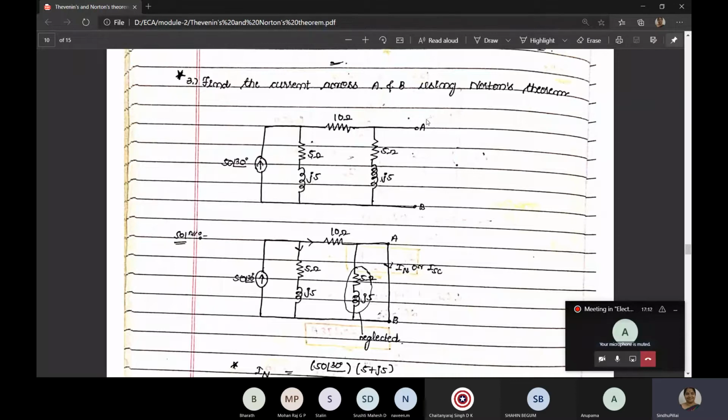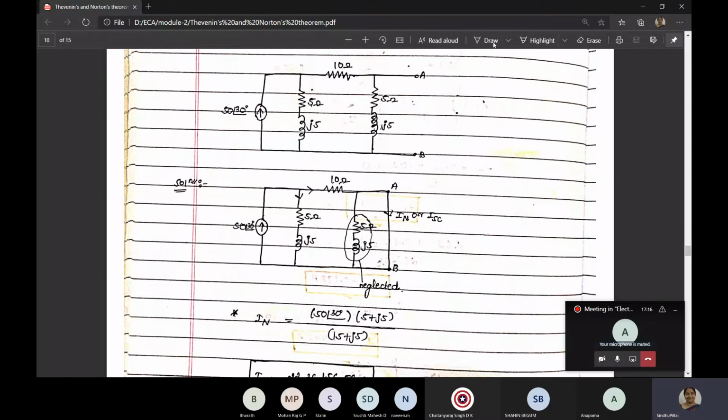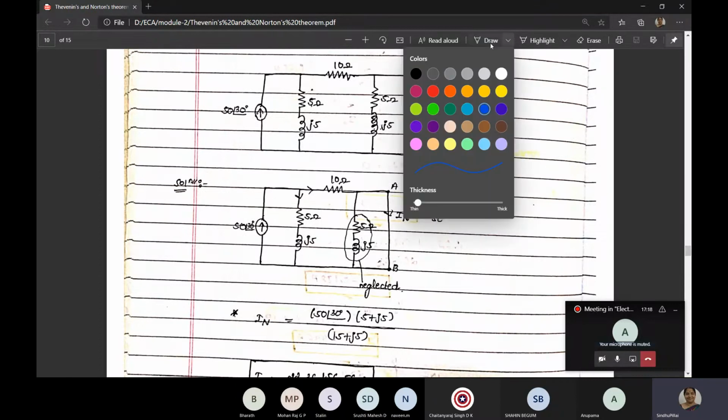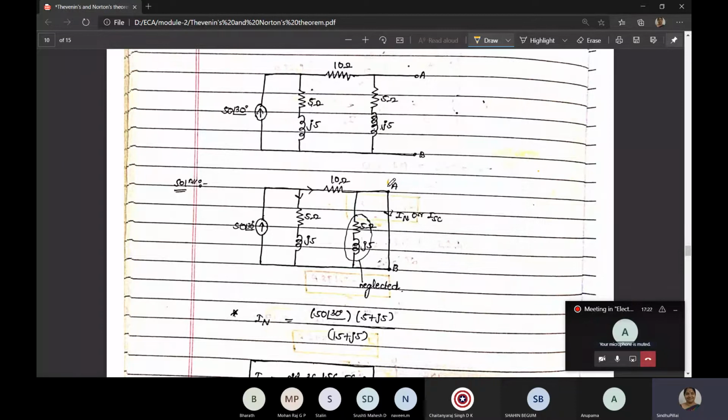So what is Norton's theorem? The load terminal should be shorted. So what we have done here is the load terminal is shorted. First you have to see which theorem they have given, and based on that you should check. Here, see, the load terminal is shorted, and we have to find out the current here. How much is the current?